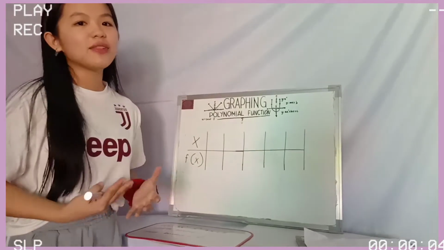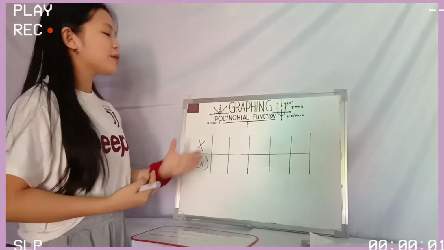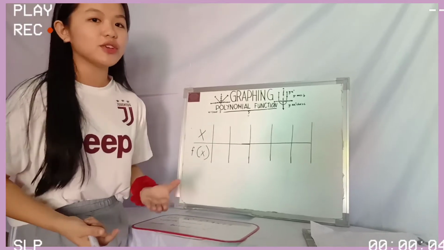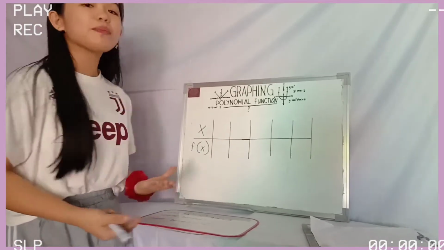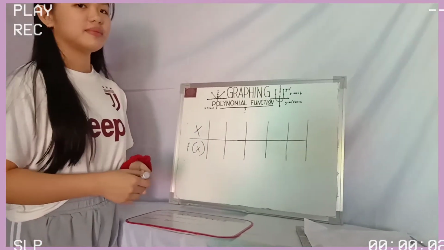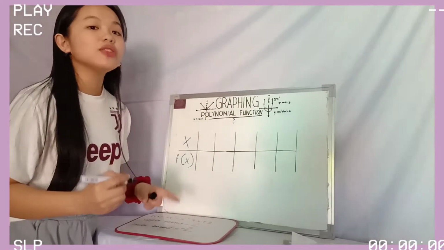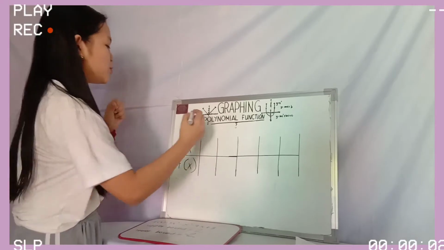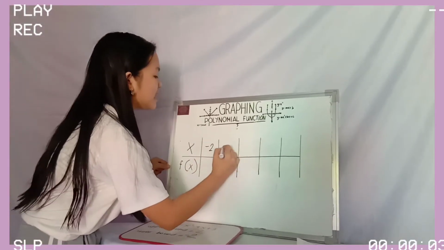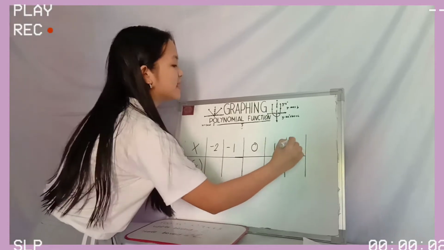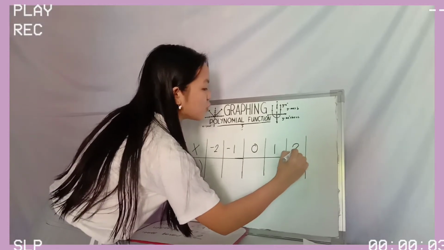To effectively and accurately graph the polynomial function, we need to utilize the table of values by using the upper bound and the lower bound. We need to begin in lower bound up to upper bound. So negative 2, negative 1, 0, 1, positive 2.